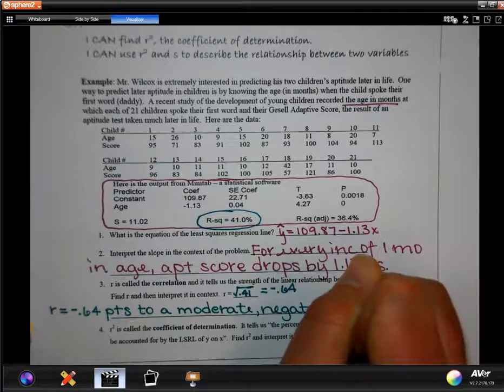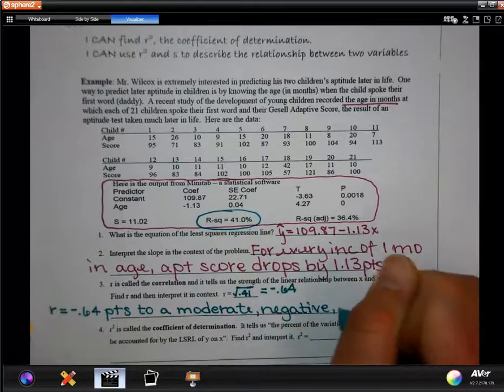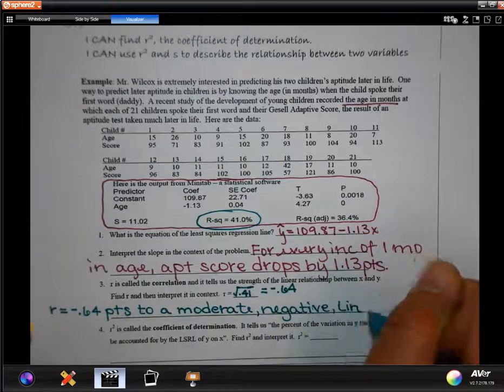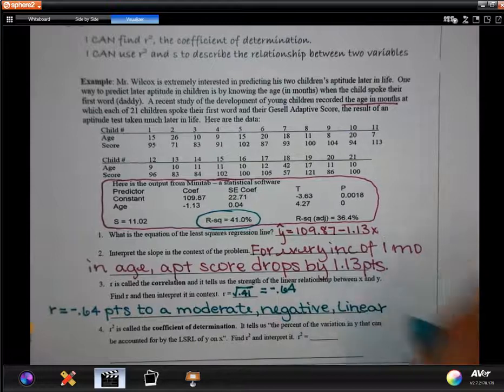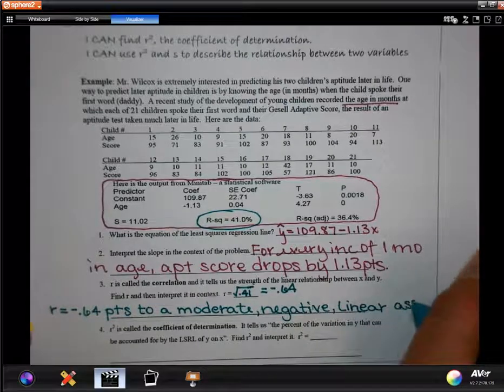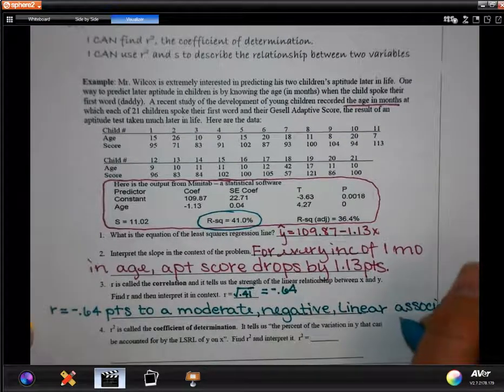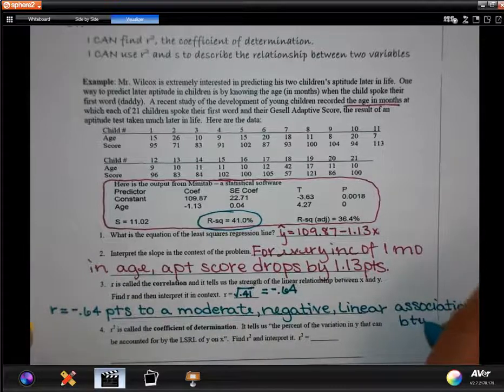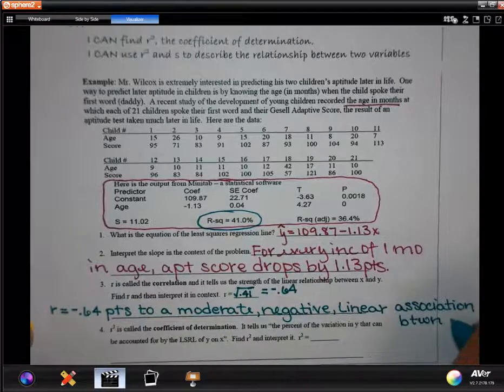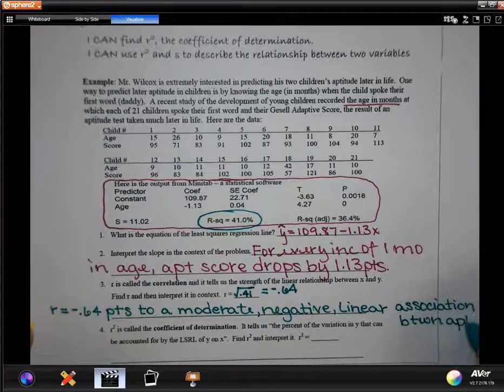But it's closer to 1. But it's not close enough to be considered strong. I feel like I put an extra comma in there, I'm sorry. And then you should put context. So the association is between aptitude score and age of first word.